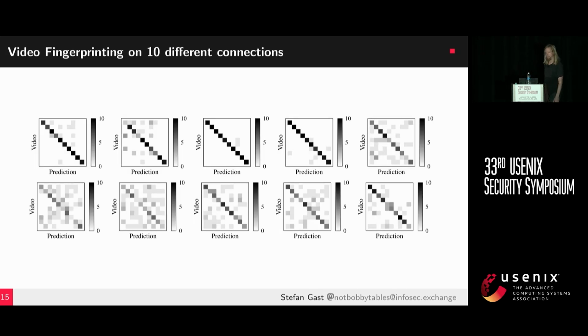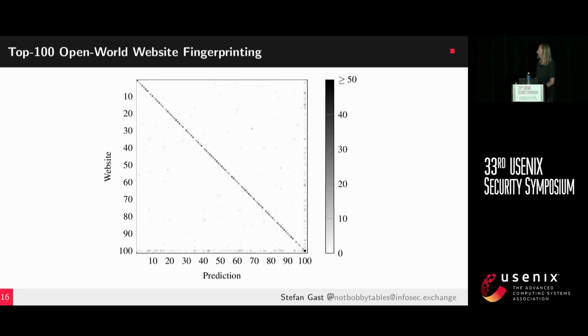The results: we tested that for 10 videos and also on 10 internet connections. We saw accuracies between 37% on a fiber to the building connection, and an accuracy of around 98% on a fiber to the home connection. We also did an open world website fingerprinting attack, which I already showed in the beginning.